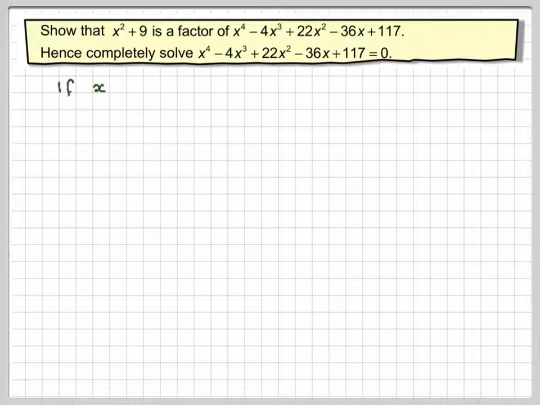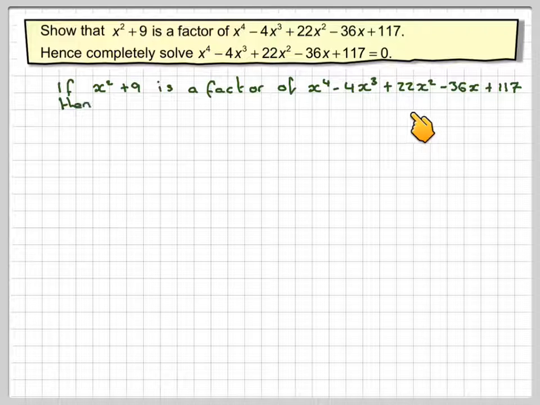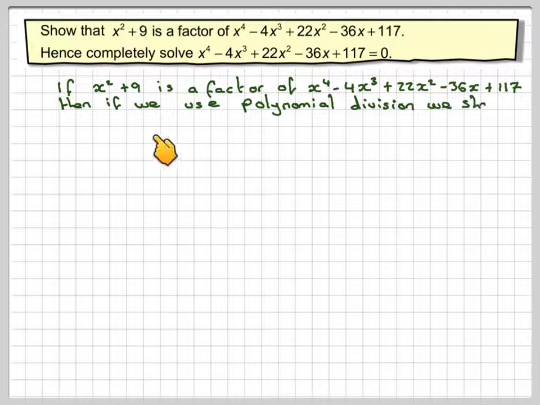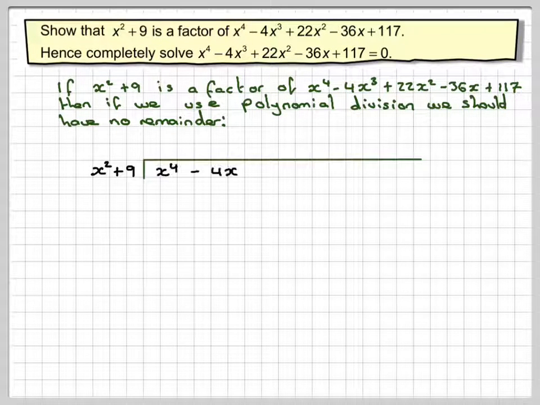0. So, if x squared plus 9 is a factor of x to the 4 minus 4x cubed plus 22x squared minus 36x plus 117, then if we use polynomial division, we should have no remainder. If we get a remainder, then we know it's not a factor. Right, so setting up the polynomial division, we're going to do x to the 4 divided by x squared.